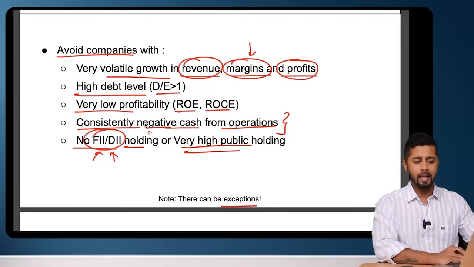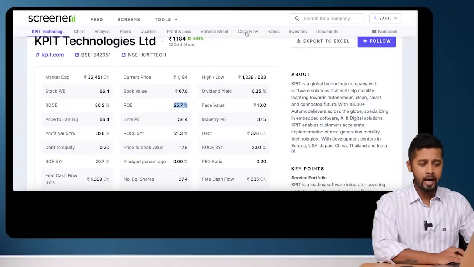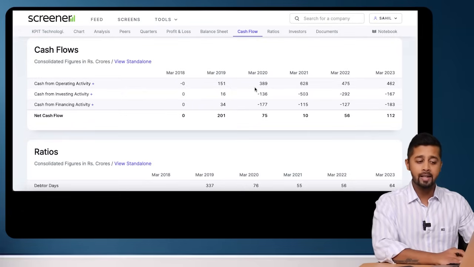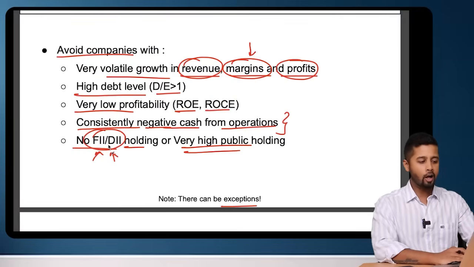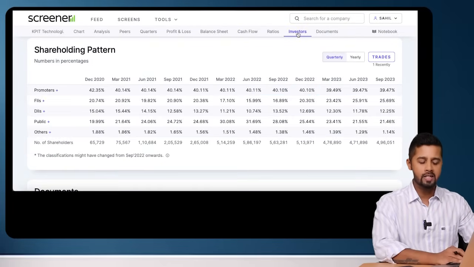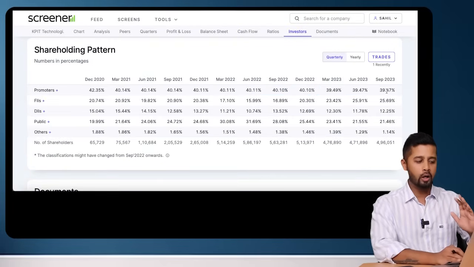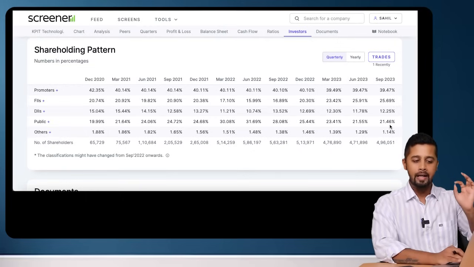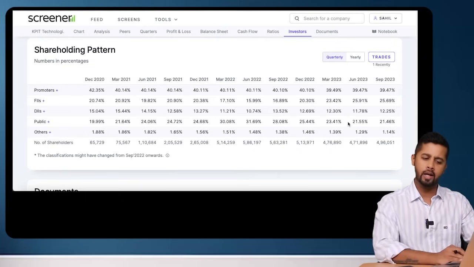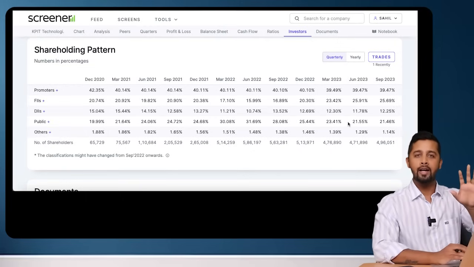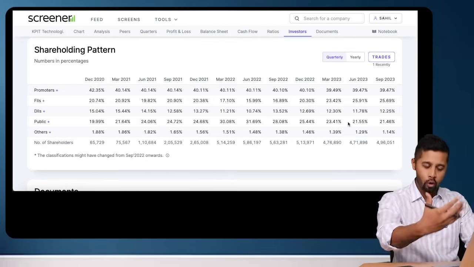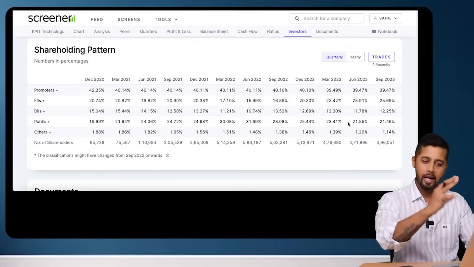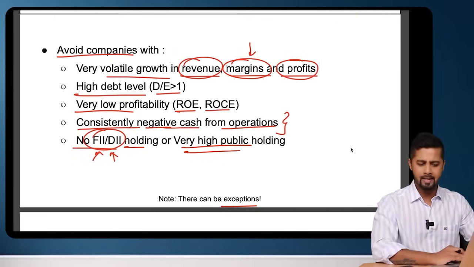Then I avoid companies with negative cash. So how do you check? Go to cash flow, check cash from operation, and again it is consistently posting good cash from operation. And then of course FII/DII holding. If you look at the investor portfolio, it has good promoter holding, FI holding, DI holding, and just 21% public holding. So this is a good company that you can filter and do a deep dive on, right? Again, there are companies that don't have these criteria, but there's no point discussing them.